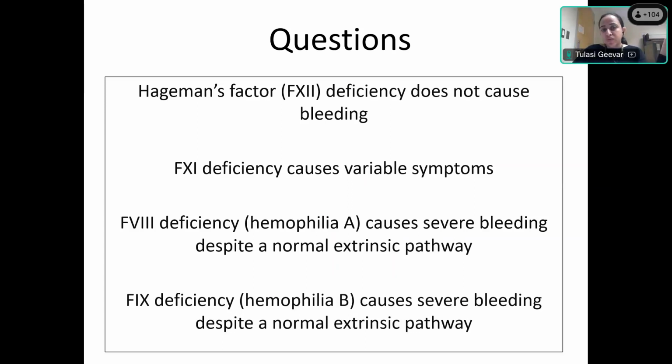Hageman factor, or factor 12 deficiency, does not cause bleeding. Factor 11 deficiency causes variable symptoms, while hemophilia A and B, which is deficiency of factor 8 and 9, cause severe bleeding symptoms despite having a normal intact extrinsic pathway. Let's try to answer these questions in the upcoming slides.